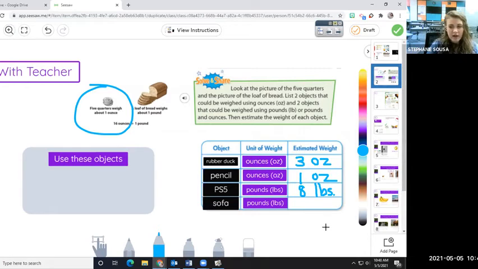A sofa, however, is going to weigh quite a bit. Depending on the size of the sofa, it can weigh anywhere from around 100. Some of them, if you have a big sectional with a bunch of pieces, can weigh a lot. And if you have an electric sofa that reclines with buttons, that can be heavy too. I'm going to estimate a sofa weighs about 250 pounds.